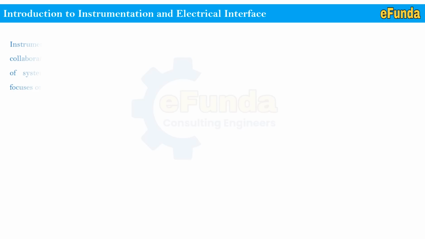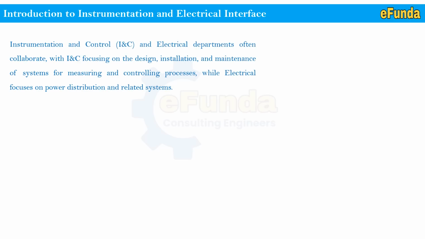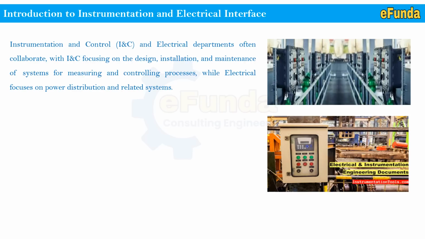Instrumentation and control and electrical departments often collaborate, with the IC department focusing on the design, installation and maintenance of the systems for measuring and controlling the processes, while electrical focuses on power distribution and related subsystems. One can refer to the pictures where one can see the details of interfaces and the installations of all those associated systems, equipment or components.